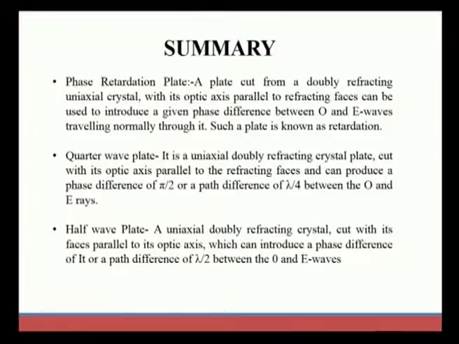And finally, we come across another type of wave plate, the half wave plate. Here a uniaxial doubly refracting crystal is cut with its faces parallel to the optic axis, and it produces a phase difference of pi, or a path difference of lambda by 2, between the O ray and E ray.